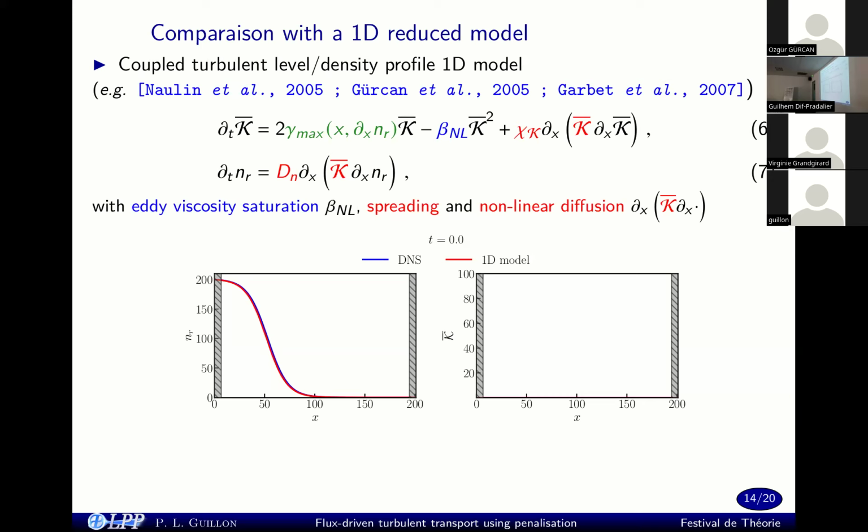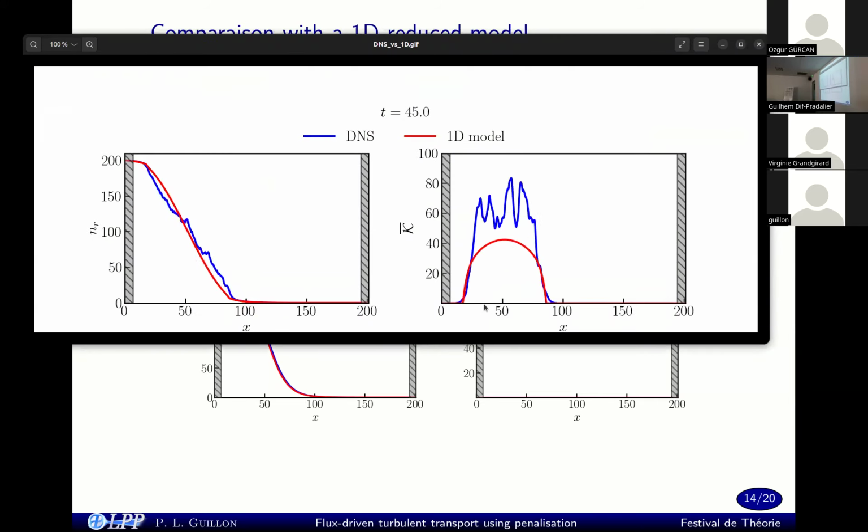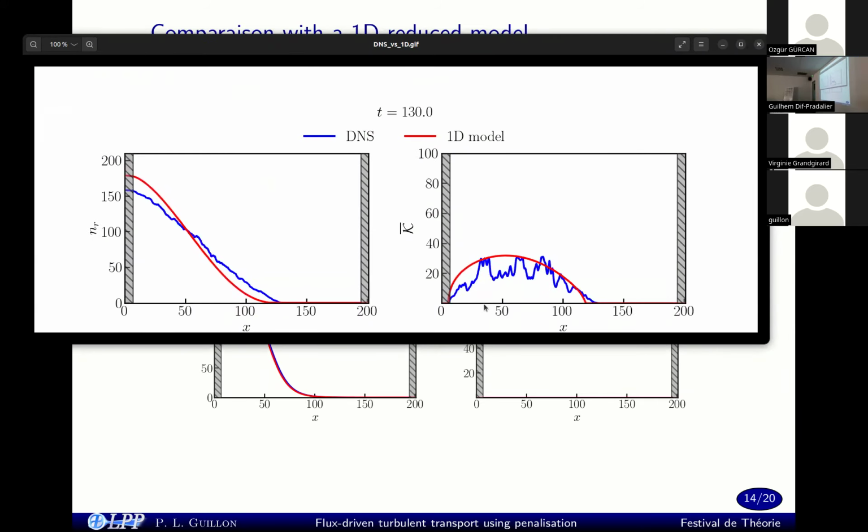And we tune them manually from the DNS, and we run the 1D model. So this is what I show here. In blue, it's the DNS, and in red, the 1D model. And you see that the evolution is not exactly the same, but they behave similarly. And the front propagation mostly seems to be quite similar.